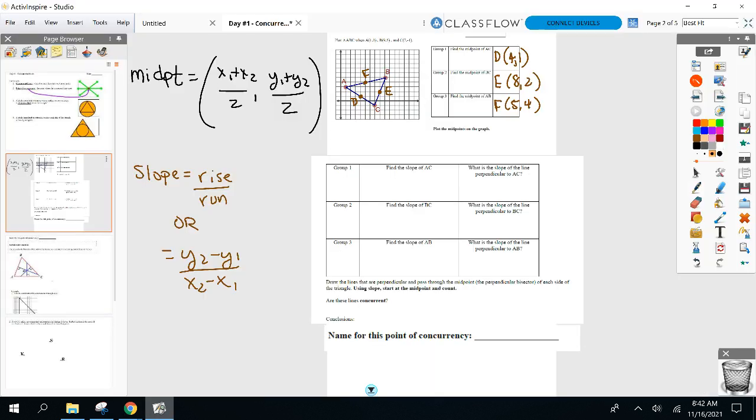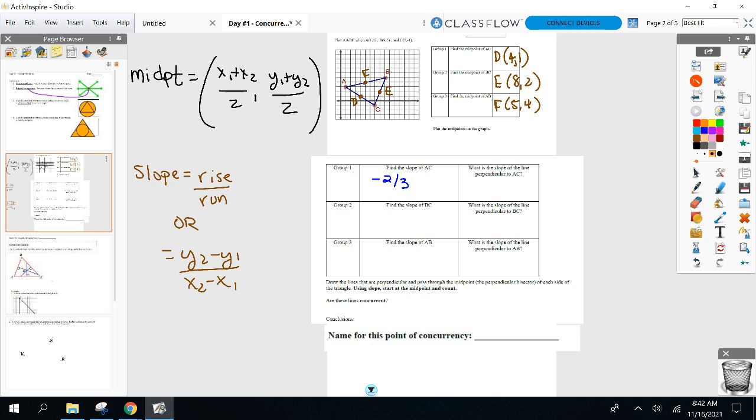Back to the slopes. Slope of AC, group 1. What did you get? Slope of AC. Negative 2/3, everybody. 1, 2, 3, 4, 1, 2, 3, 4, 5, 6. It was 4 over 6, but we can reduce it to negative 2/3. Why is it negative? It's going downhill, right?